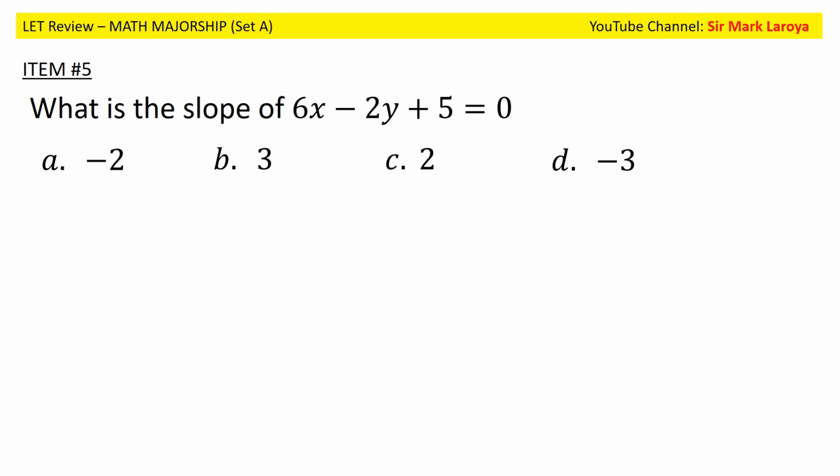Item number 5. What is the slope of 6x minus 2y plus 5 equals 0? A, negative 2, B, 3, C, 2, D, negative 3.